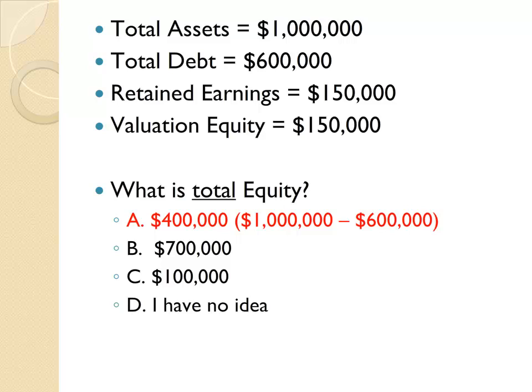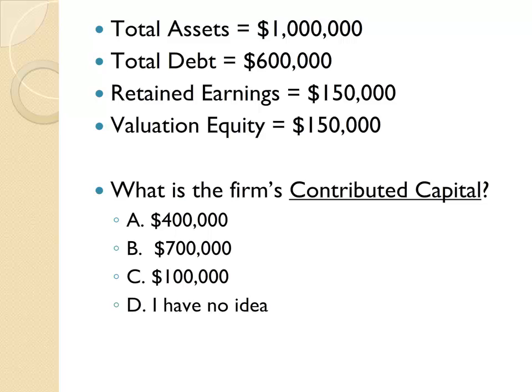First of all, we're given more information than we need. The only two pieces of the four items that we know that are needed are the total asset value and the total debt level. So total equity in this case would be $400,000, or A. And the way that we should arrive at that number is simply relying on that fundamental accounting identity: assets equals debt plus equity. So assets minus debt will equal equity, or $1 million minus $600,000 gives us the $400,000 total equity balance for this business.